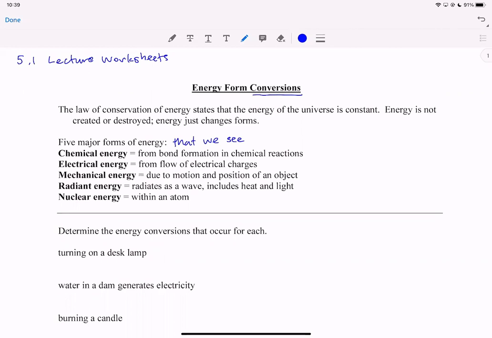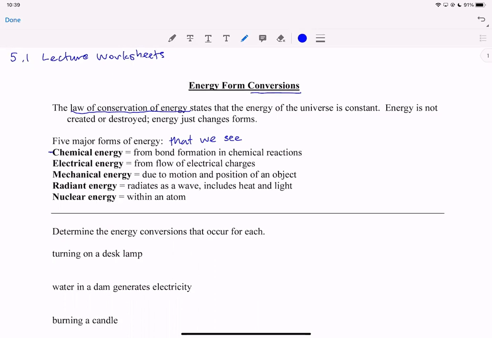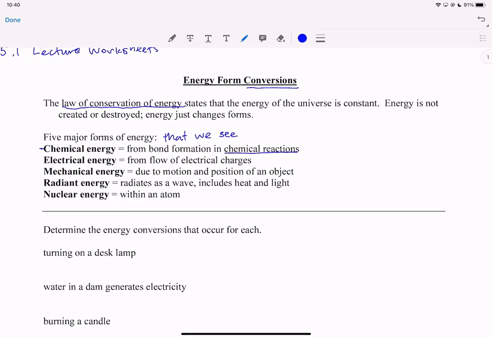And that's because of the law of conservation of energy. It is a law of the universe that states that there's a constant amount of energy, and energy is not created, energy is not destroyed, energy just converts from one form to the other. And sometimes it's in a form that you can't quite see, like the bonds in a molecule, and that's chemical energy. So the first is chemical energy, which is really not energy that you can see. It is usually coming from a chemical reaction.